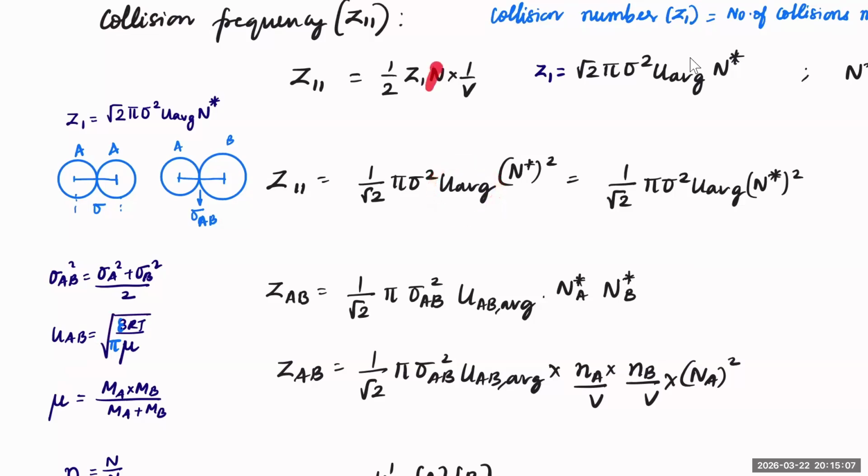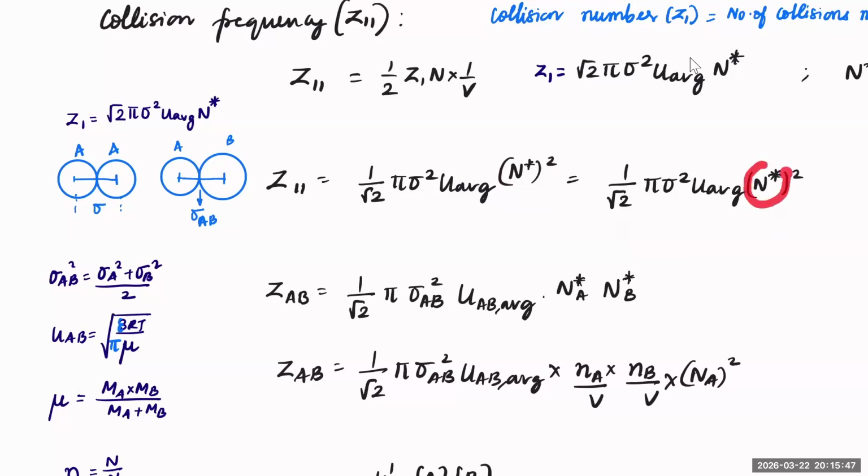And now N by V is defined as N star, that is the number of particles per unit volume. Now you see that already there is one N star, and now there is one more N star developed in this equation. That's why when you write Z11, it will be 1 by 2 times this entire thing, correct, into N by V, which is also N star. So in that entire thing, there is already one N star. So N star into N star will become N star square.